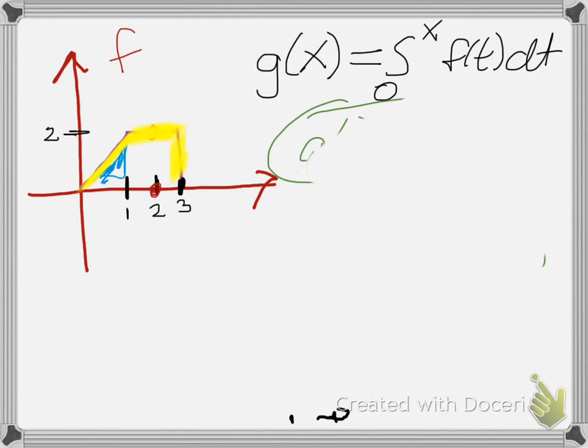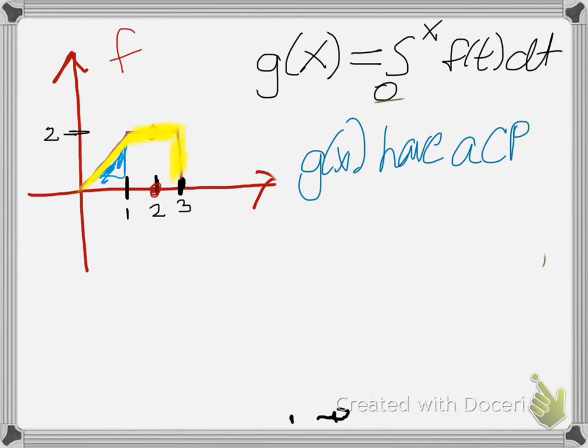Okay, how about, when does g have a critical point? Okay, so when does g have a critical point? Okay, so what you have to recognize is that g has a critical point when g prime of x is equal to 0 and there's a sign change.